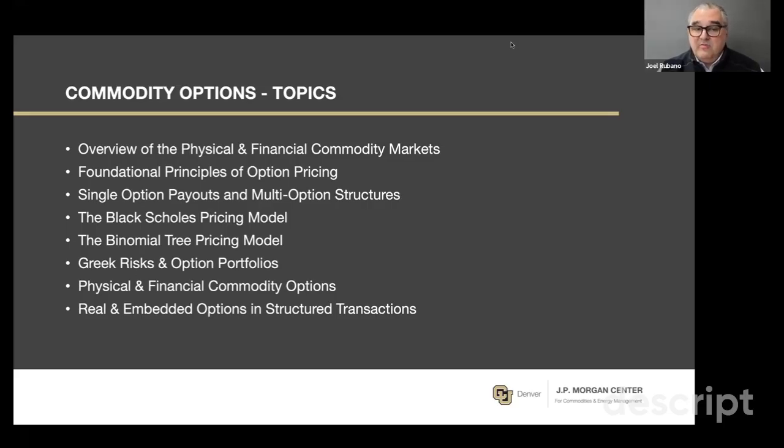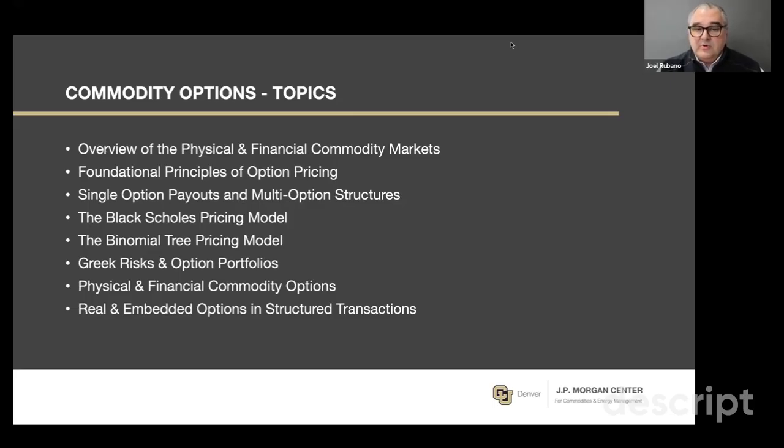We start with an overview of the physical and financial commodity markets. We have to understand what makes the commodity markets different from typical financial products like stocks, bonds, foreign exchange, because in those nuanced differences are the reasons why we have to treat and price commodity options somewhat differently than one would do with a typical stock option.